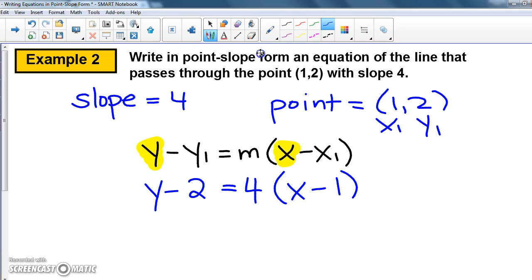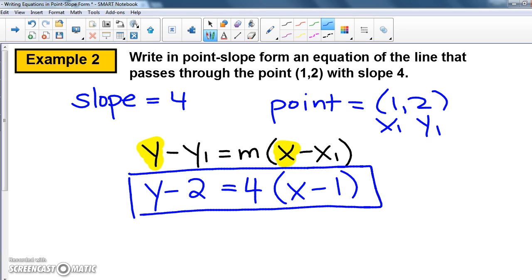So usually the question pops up, do I then have to distribute the 4? If the question is saying put it in point slope form, you're done, because this is point slope form. We're going to learn how to then manipulate point slope form into other things, but if it just says write it in point slope form, you want your answer, which is here in blue, to look like the form, which is up here in black. Okay, so you would be done with this problem.